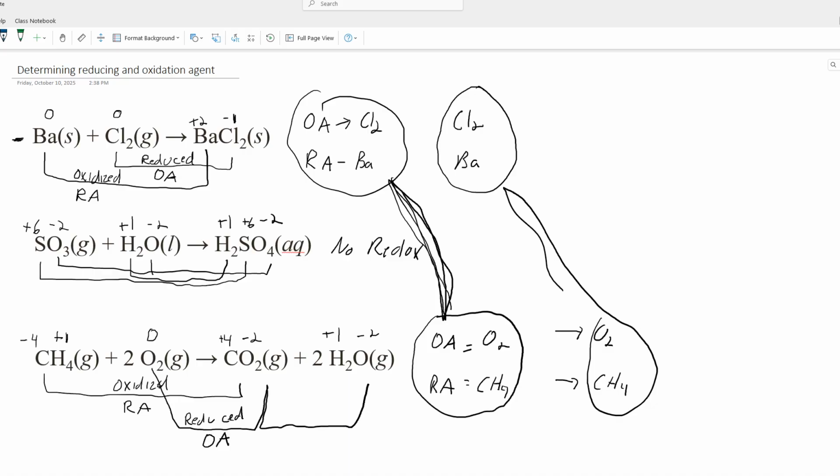Assign oxidation states, draw your arrows, and whatever is being reduced in its oxidation state is the oxidizing agent. Whatever is being oxidized is the reducing agent. Okay, my friends, go over that. You can do it. Practice it a few times. Don't let AI do it for you. This is better than AI and often better than the way that the ALEKS people explain it as well.